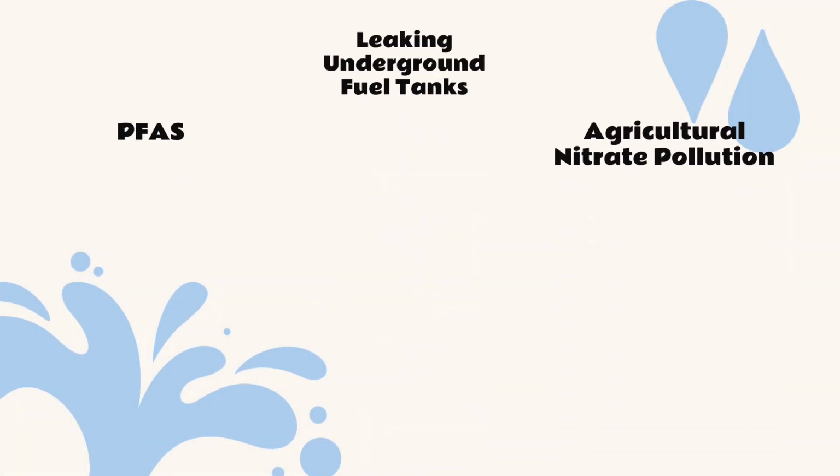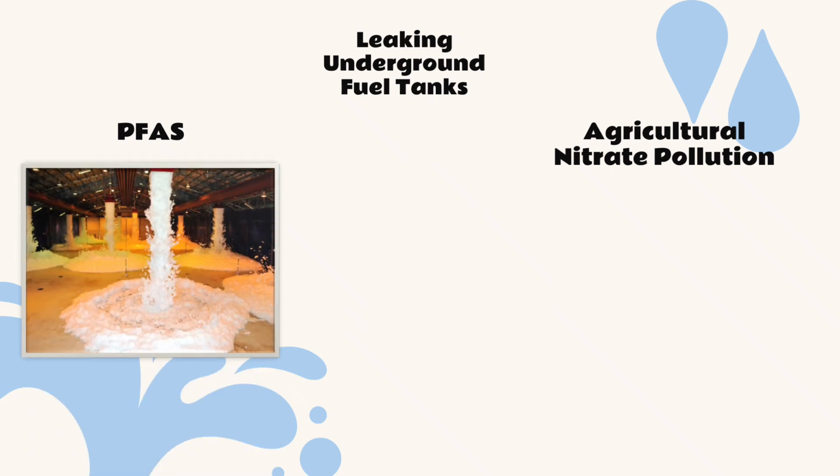What would some real examples look like? Here are three. PFAS. PFAS is a big threat to groundwater. The term is short for per and polyfluoroalkyl substances. These are man-made forever chemicals used in things like nonstick pans, firefighting foam, and waterproof clothing. Because they don't break down easily, they build up in soil and water over time. Cleanup is very difficult and expensive.